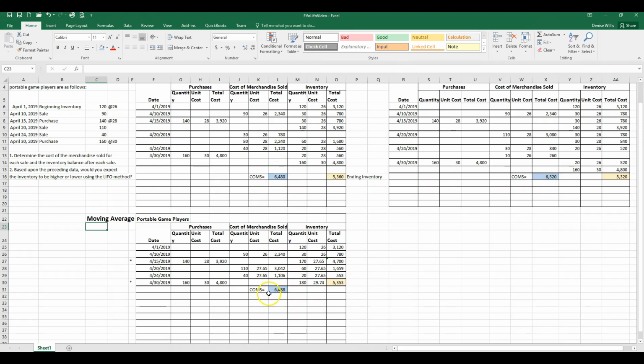Anyway, hopefully that helps. You can watch this over and over and have so much fun with inventory calculations. Just remember again, on this moving average, at each purchase point, you have to recalculate your average.